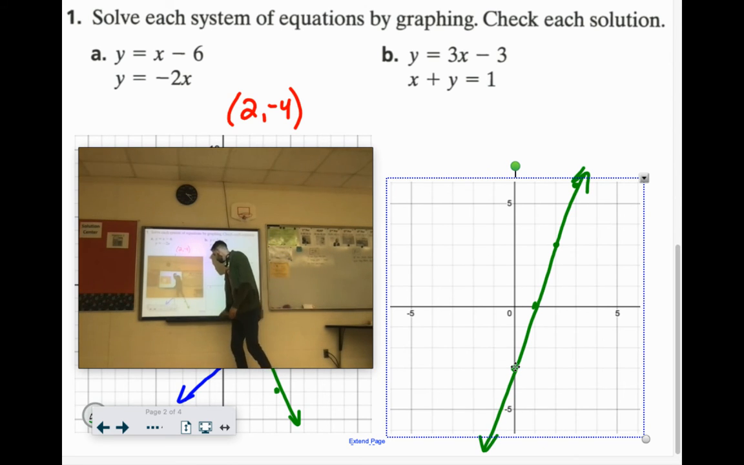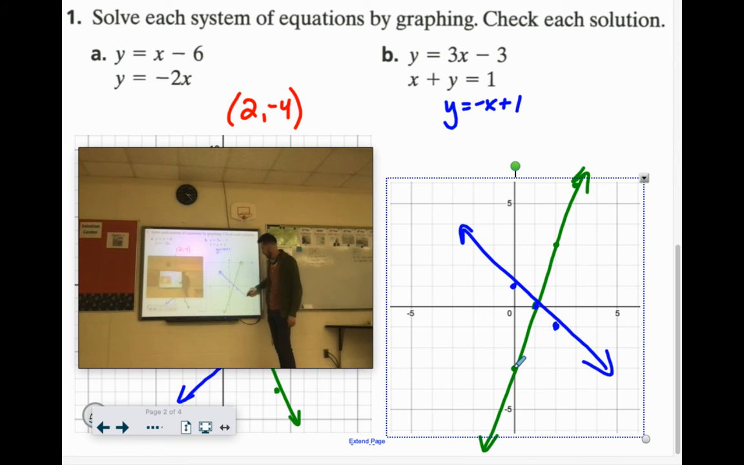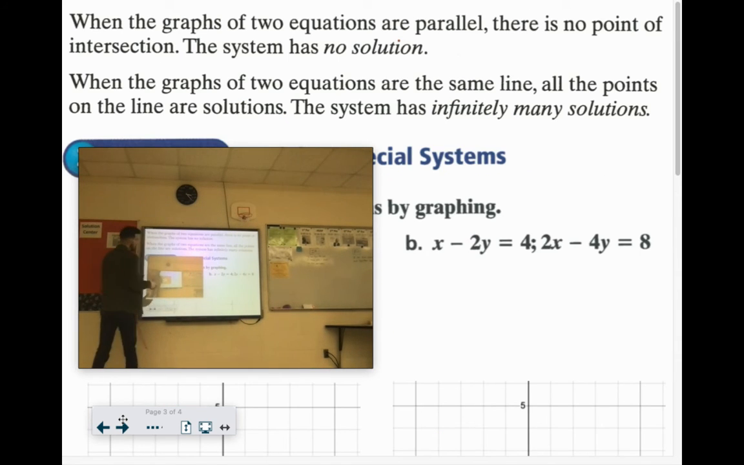x plus y equals 1. Well, let's send the x to the other side by subtracting it. Negative x plus 1. If you start with the y-intercept of 1, your slope is negative 1, so you go down 1 over 1. Boom, that's where they cross. And that coordinate where they cross is right at 1, 0. Again, if you take this coordinate and substitute it in for the x and y in both equations, they both work.